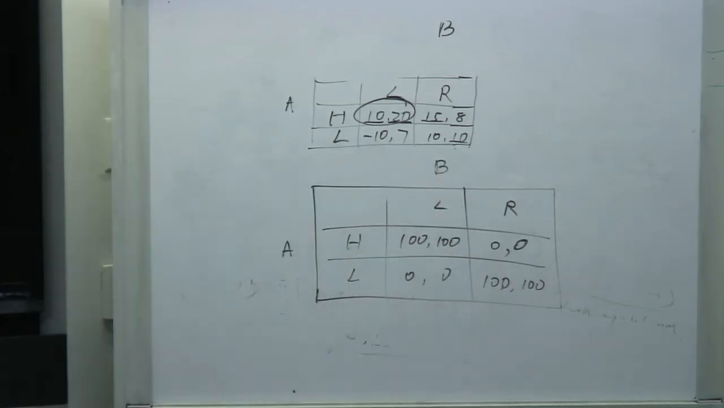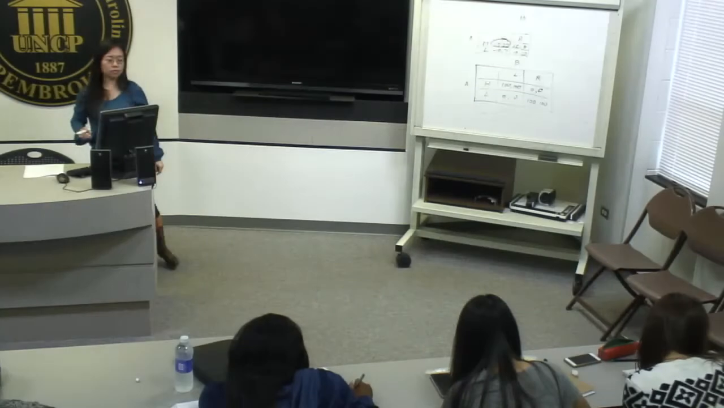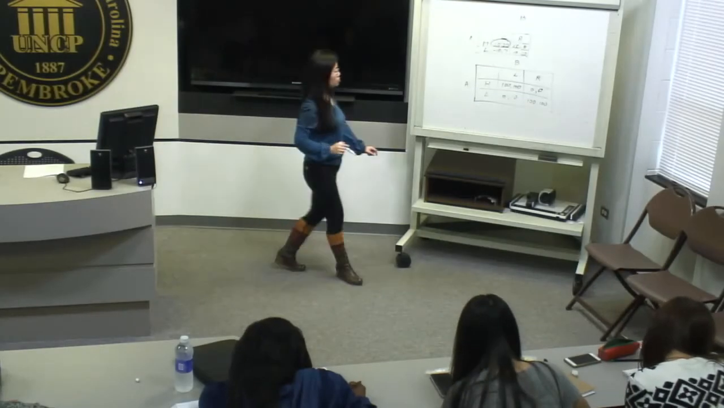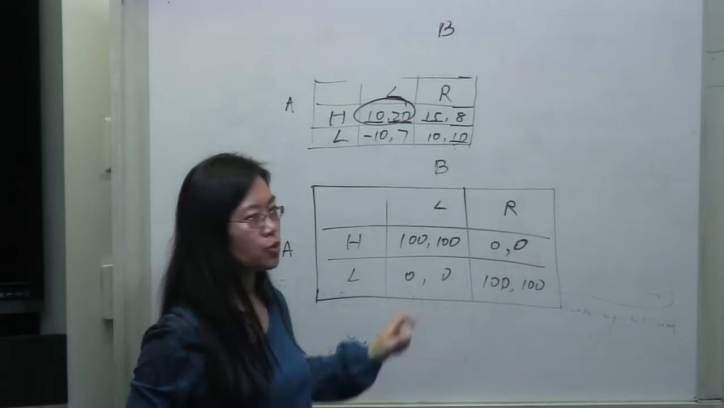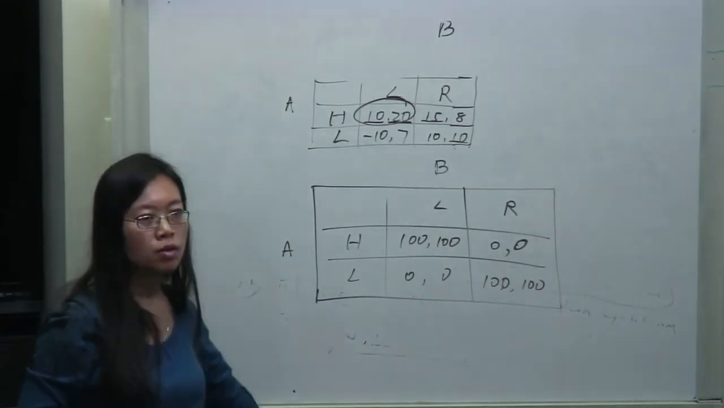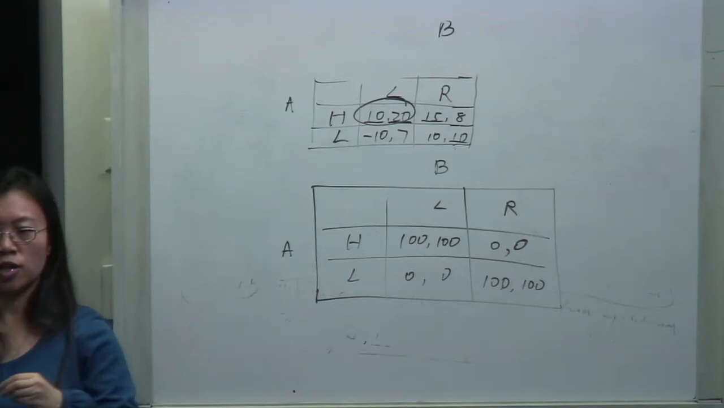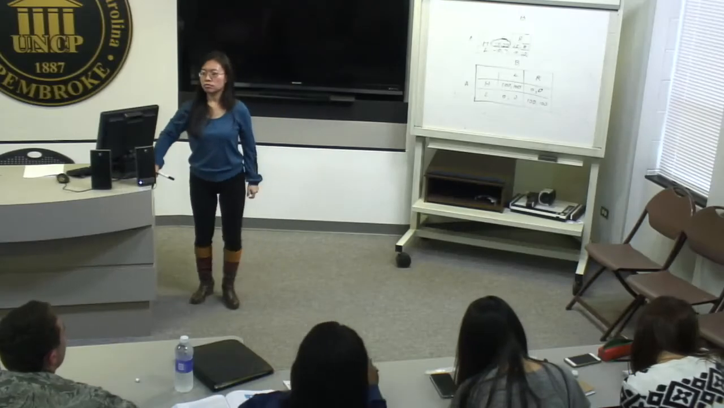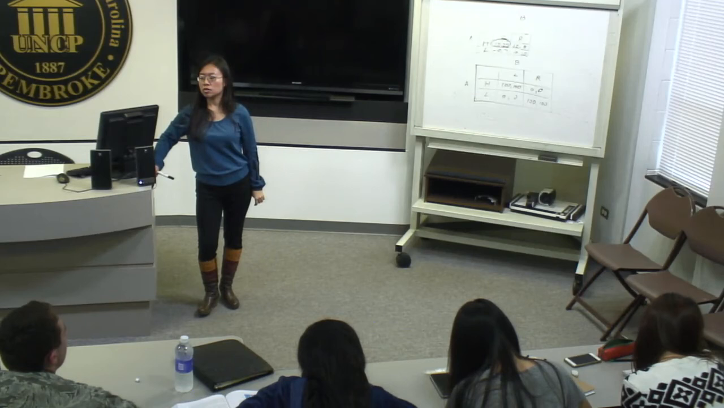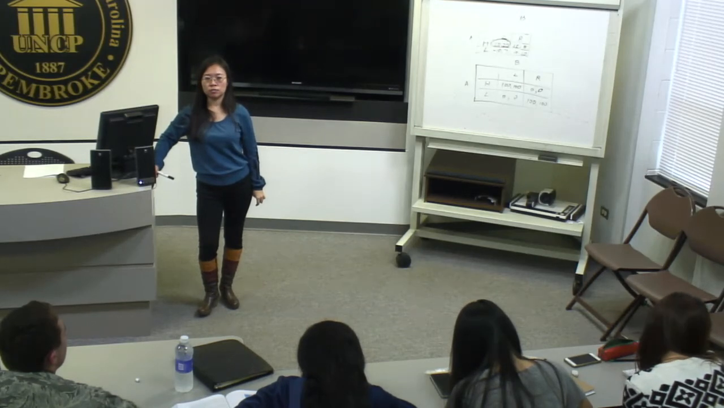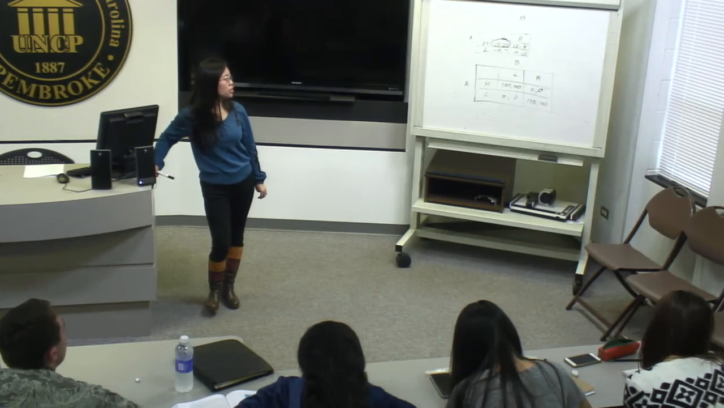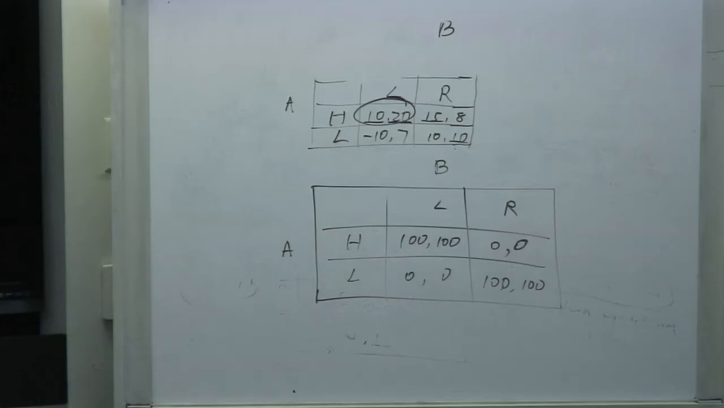Okay, look at this. So fix it. 100, 100, 100, 100, 0, 0. Does A have a dominant strategy? When B chooses to play L, what's the best thing to do? It's your H. When B chooses R, what's the best thing for A to do? L. So no.